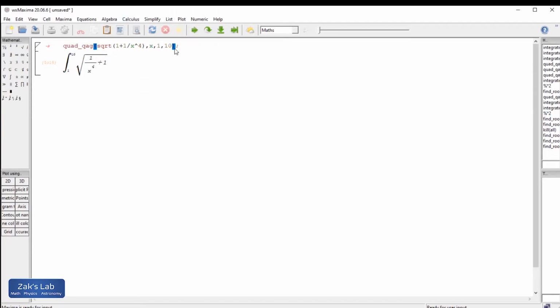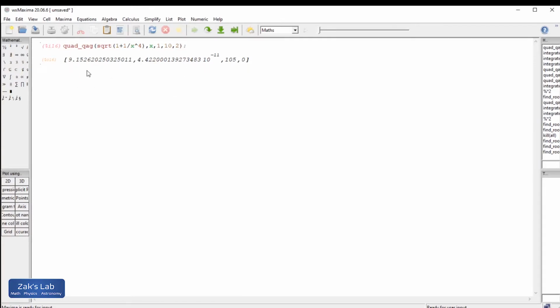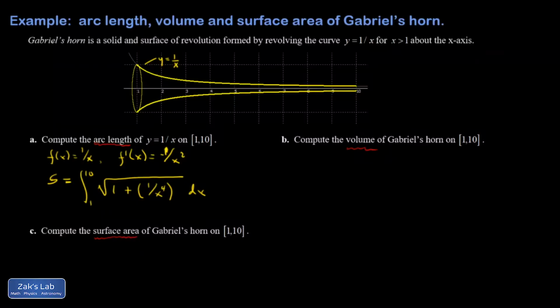And that's quad_qag, and this function requires that you pick one of the algorithms from number 1 through 6 that's built into Maxima. I usually choose algorithm number 1, but I'm just going to mix it up and choose algorithm number 2 this time. You're going to get the same answer essentially to many, many decimal places, so I normally don't care. So I get 9.15 on this.